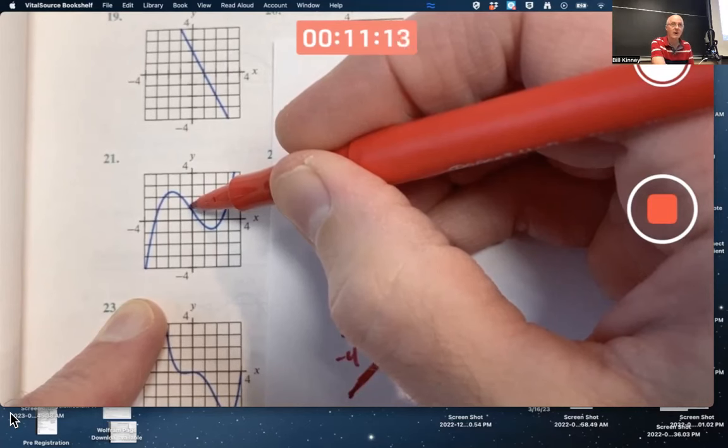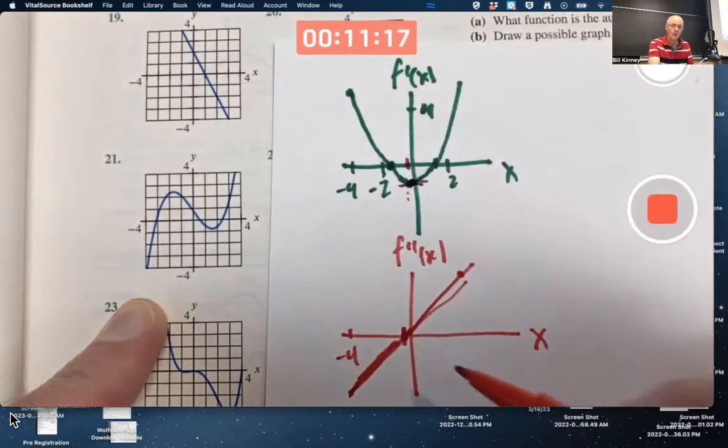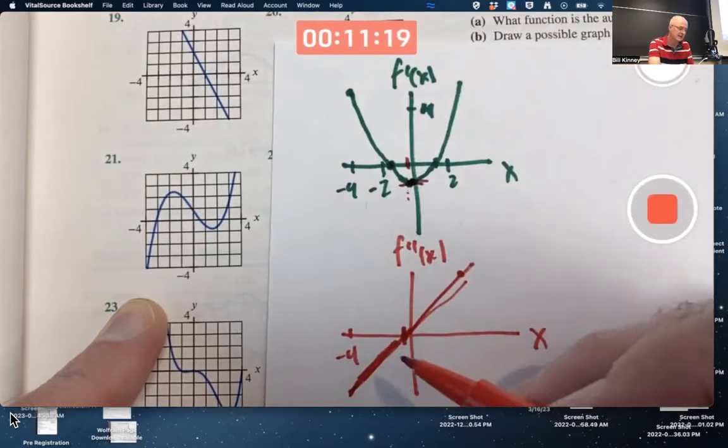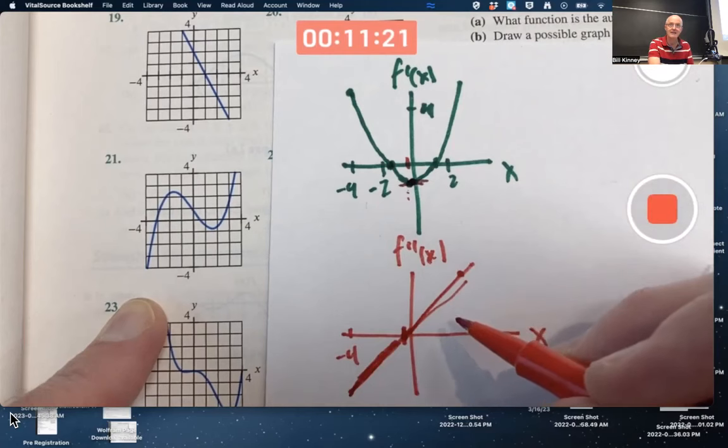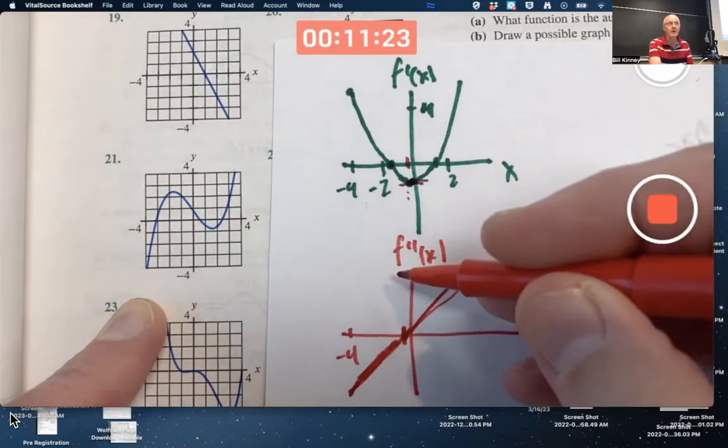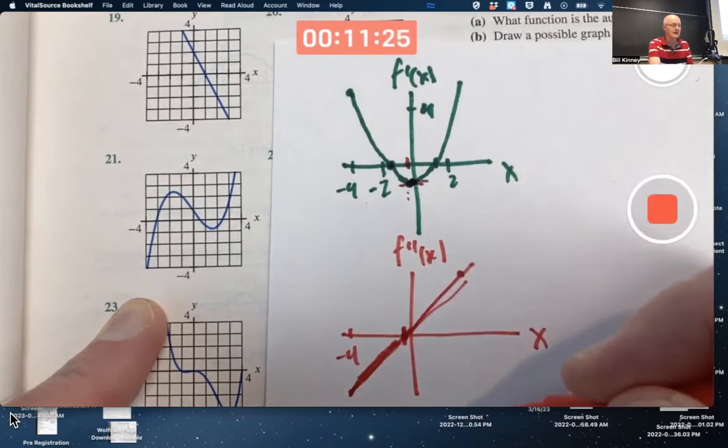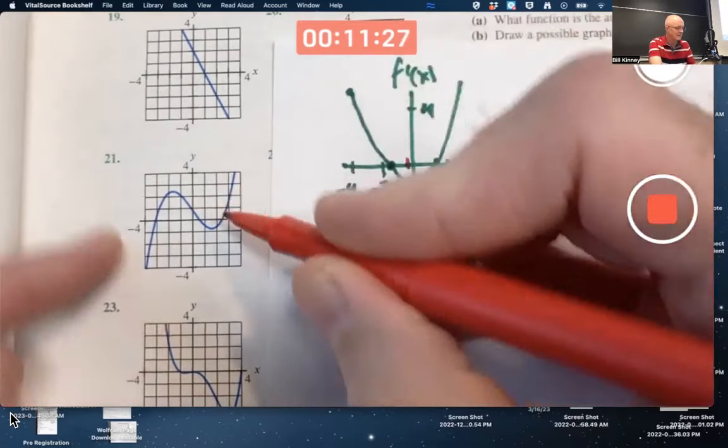let's call it an inflection point, where the graph changes concavity, where the second derivative changes sign, either from negative to positive, like it does here, or it could be the other way around, from positive to negative. It's called an inflection point.